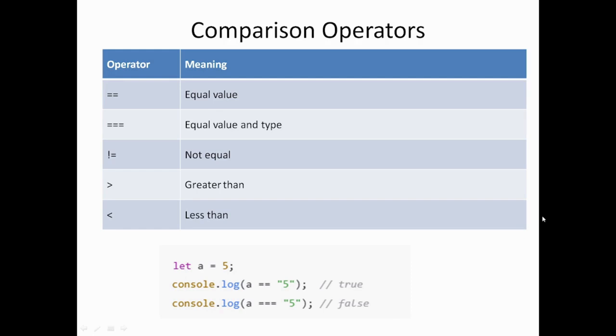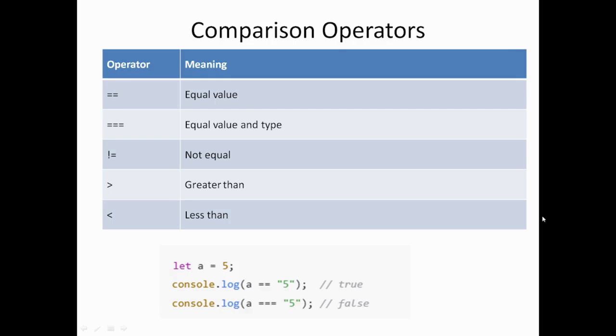double equal to, which checks only the value, whereas triple equal to checks the value as well as the type, and not equal to, greater than, less than. For example, in this slide, you can see console.log(a == 5). It will check only the value, because the value of a is 5 and the right-hand side of the operator is also 5. So both are 5, and it will return true.